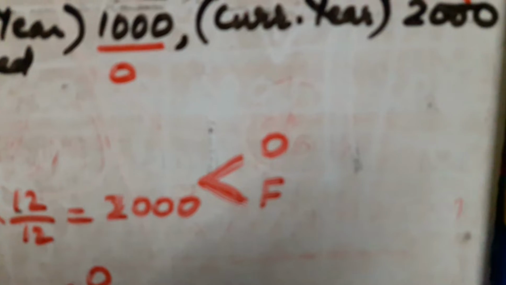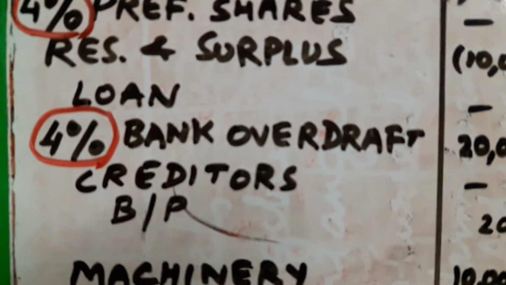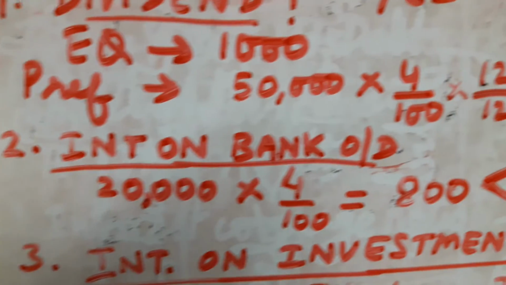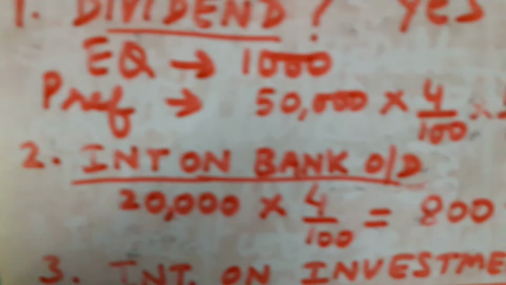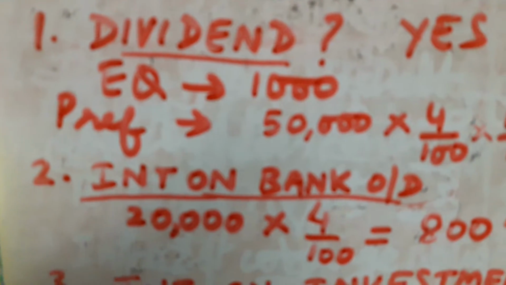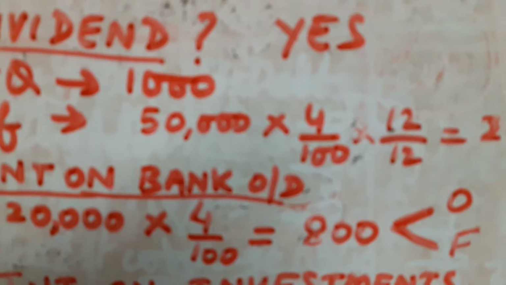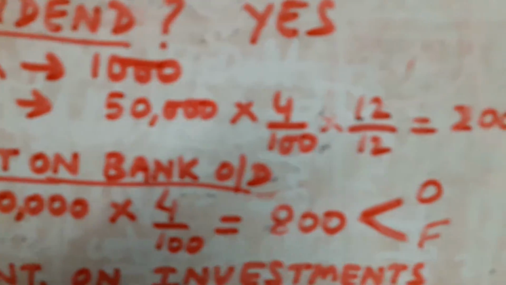Now this is very important. Where will the dividend go? Dividend will go to operating as well as financing. If you've written this, you will never go wrong. Now next percentage is our 4% bank overdraft. We will write point number 2, interest on bank overdraft. 20,000 it was, there's no change in the bank overdraft, so 20,000. Rate of interest is 4%, so whole interest will be calculated.